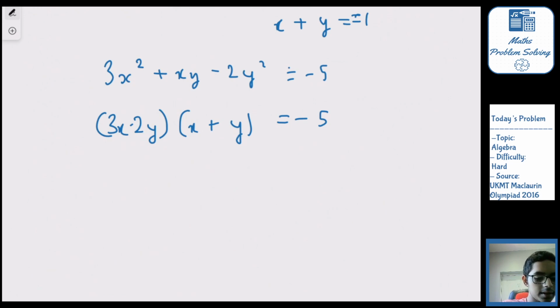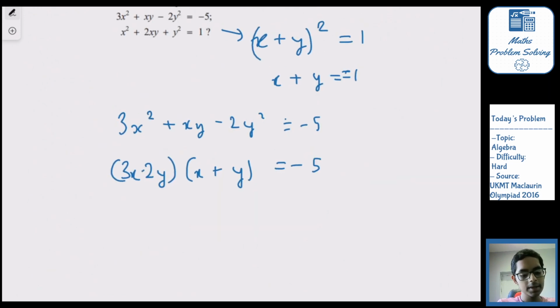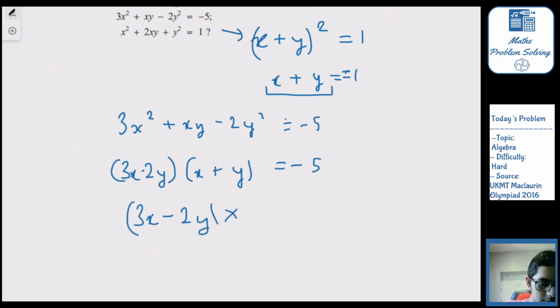Okay, so now we have factorized both terms effectively. So 3x minus 2y times x plus y equals plus or minus 5. And x plus y from the other equation equals plus or minus 1. So let's start by working out the plus term, and then we'll come to the minus term a bit later. So 3x minus 2y times 1 equals minus 5. Therefore 3x minus 2y equals minus 5.